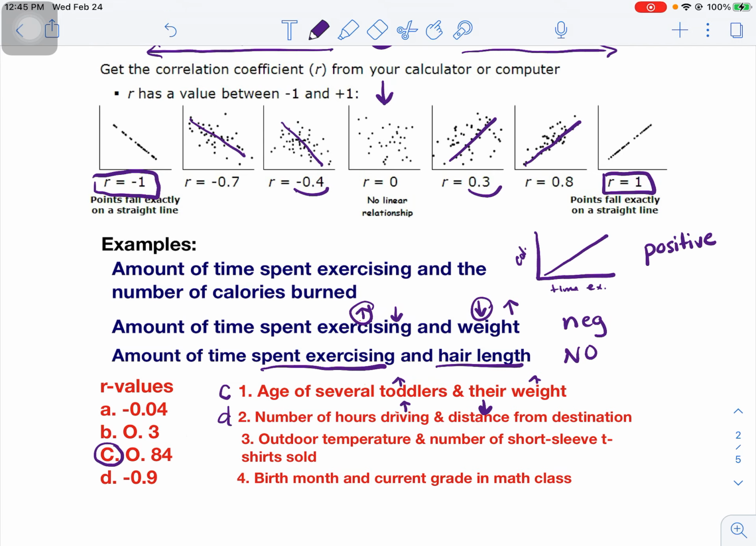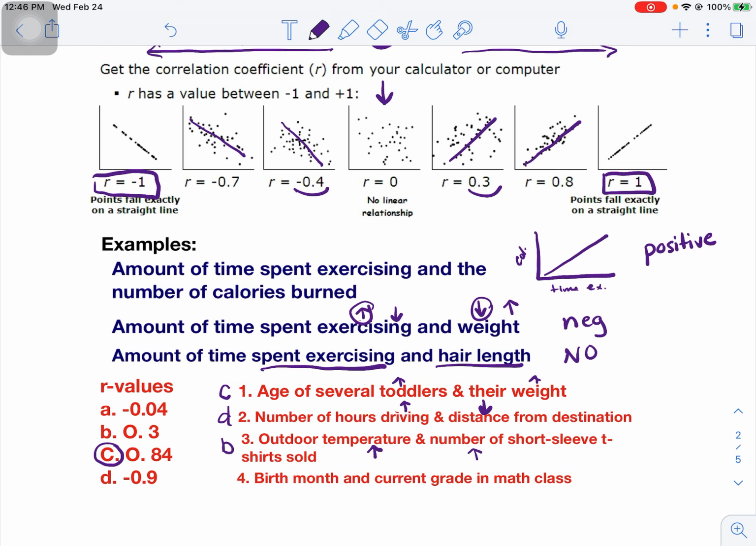Number 3, outdoor temperatures. Okay, so let's think about the outdoor temperature. As the outdoor temperature increases, the number of short sleeve t-shirts increases. Yeah, they do. But just because the weather got a little higher, does that mean everybody goes out and buys a t-shirt? No, most people have their own t-shirts already. Now, if they said number of t-shirts worn, that might be a little bit different correlation. But it is a positive correlation, but it's not necessarily a strong one, because not everybody's going to go out and buy a t-shirt just because the temperature rises. So the best match for this one is B.